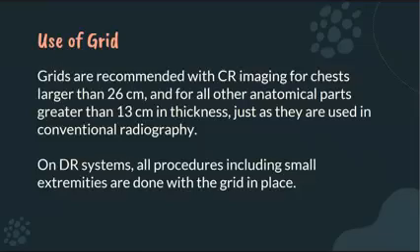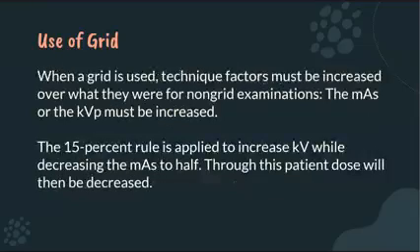So this will result in increased patient radiation on DR systems, because all procedures include the use of a grid. Okay, but this can be compensated by the use again of the 15% kVp rule, in which it will increase the kVp, but then it will lessen the mAs by half. Through this, patient dose will then be decreased.